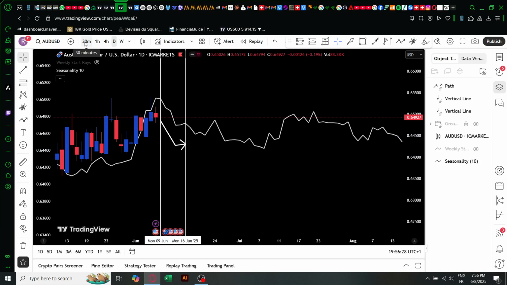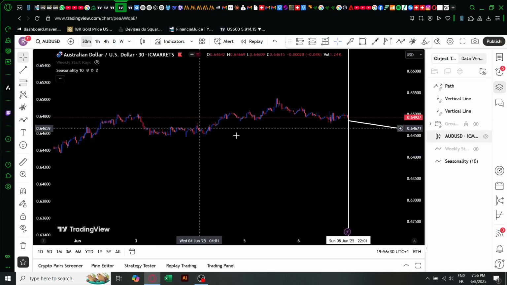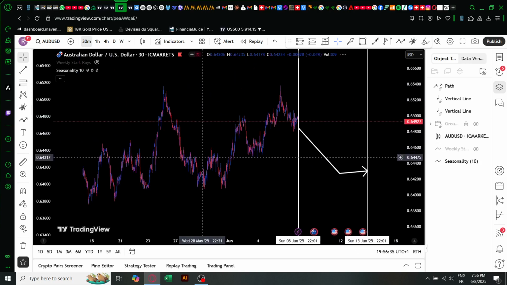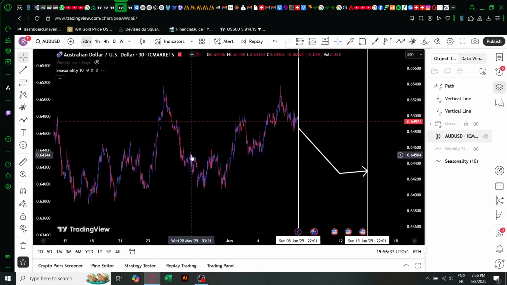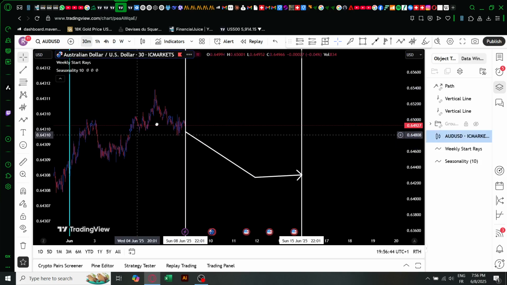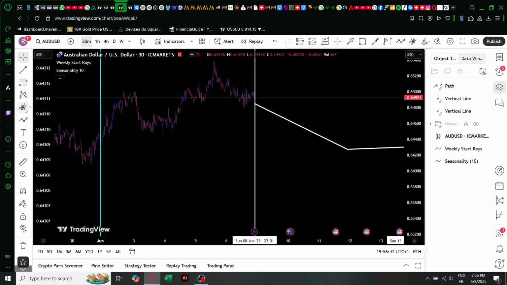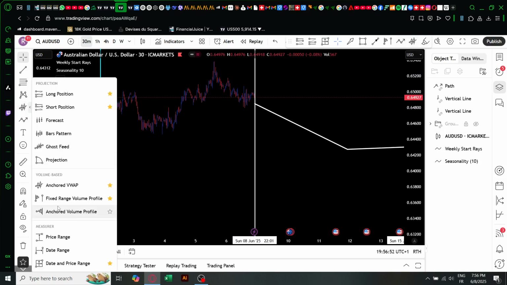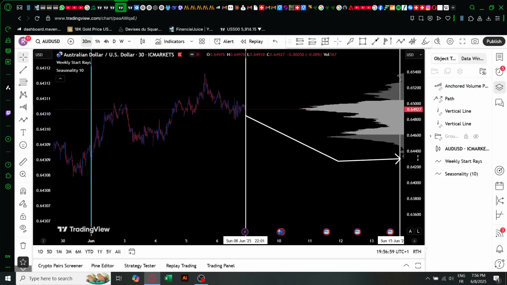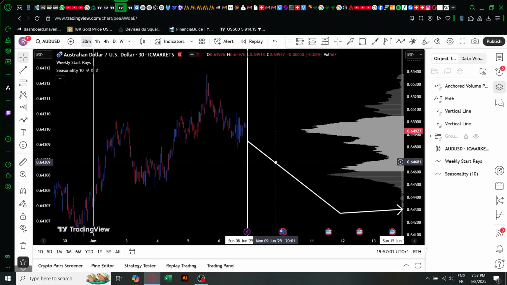And now what's the second thing to do is I'll come back to the 30-minute charts. It doesn't matter if you use 15 or 30 or even 1 hour charts. All works. So I will have weekly raise. So the last week was over here, and I can use fixed volume range on this level, or I just can use the anchor, so from here to the end. And now let's identify our levels.